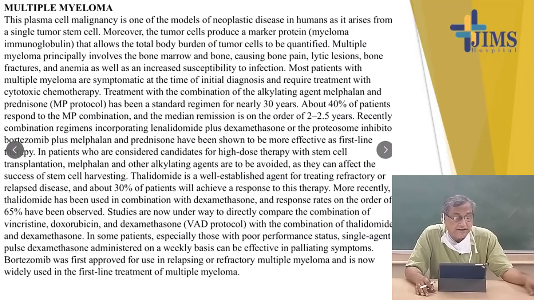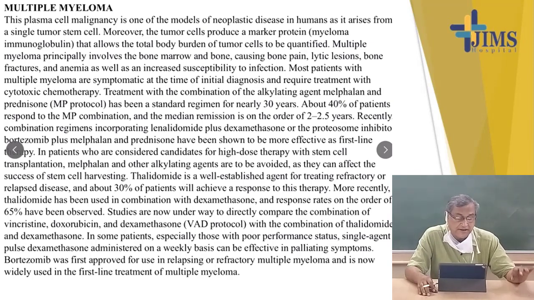Next common tumor is multiple myeloma. This plasma cell malignancy is one of the models of neoplastic disease in humans, as it arises from a single tumor stem cell. Moreover, the tumor cell produces a marker protein, myeloma immunoglobulin, that allows the total body burden of tumor cells to be quantified. Multiple myeloma principally involves the bone marrow and bone, causing bone pain, lytic lesions, bone fractures, and anemia, as well as increased susceptibility to infection.